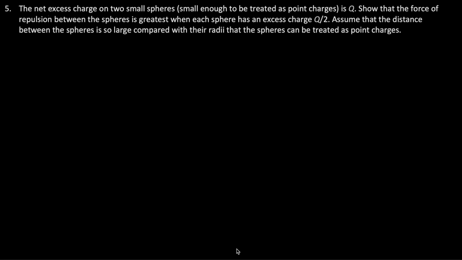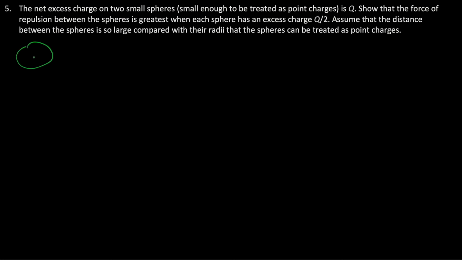The net excess charge on two small spheres is Q. Show that the force of repulsion between the spheres is greatest when each sphere has an excess charge of Q/2. Assume that the distance between the spheres is so large compared with their radii that the spheres can be treated as point charges.